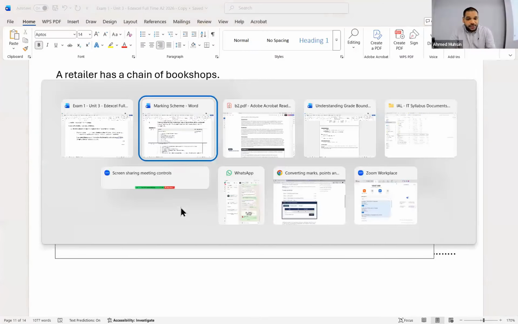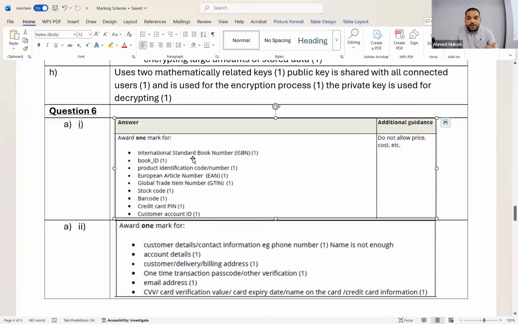Boys, girls, everyone look over here. You need to enter the barcode number, ISBN number. They have even accepted book ID here. You can also enter the European article number, global trade item number. I think these are different names for barcodes. You can just say ISBN. For books, you all know what ISBN is, right? You can enter the stock code, the barcode, also accepted, the credit card PIN, the customer's account ID. All these answers are accepted. Everyone okay with this? This is to process the payment.